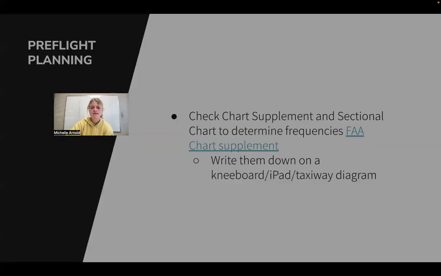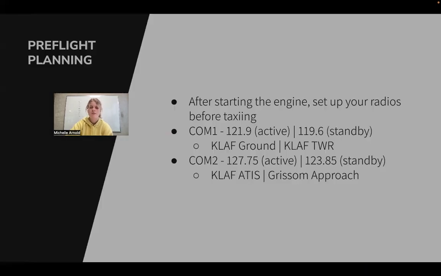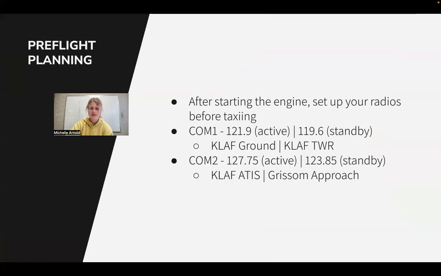All right, and here's just an example of starting out a flight. So here's just a link to get that chart supplement again. So when you're starting a cross country, just go to that chart supplement, get all your frequencies, write them down on your knee board, iPad, taxiway diagram. And then this is how I would set up your radios starting out a flight.